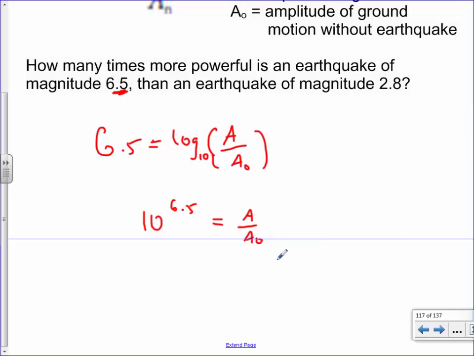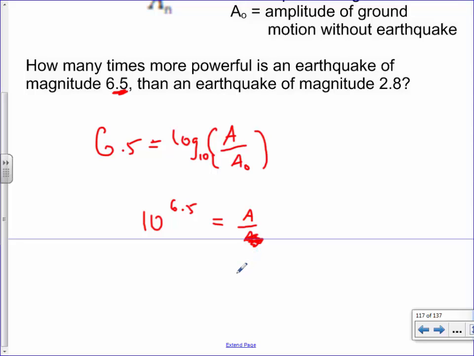a over a0. Okay, this is getting kind of confusing. I don't really like this a over a0 bit myself. The top a stands for the actual amplitude. Does that make sense? And a0 stands for the amplitude without an earthquake. It may make more sense in a question like this just to make up a number and say, well, let's just pick a number for it to be before the earthquake. And I've got a good choice of number. Let's just make it equal to 1 and just ignore it.